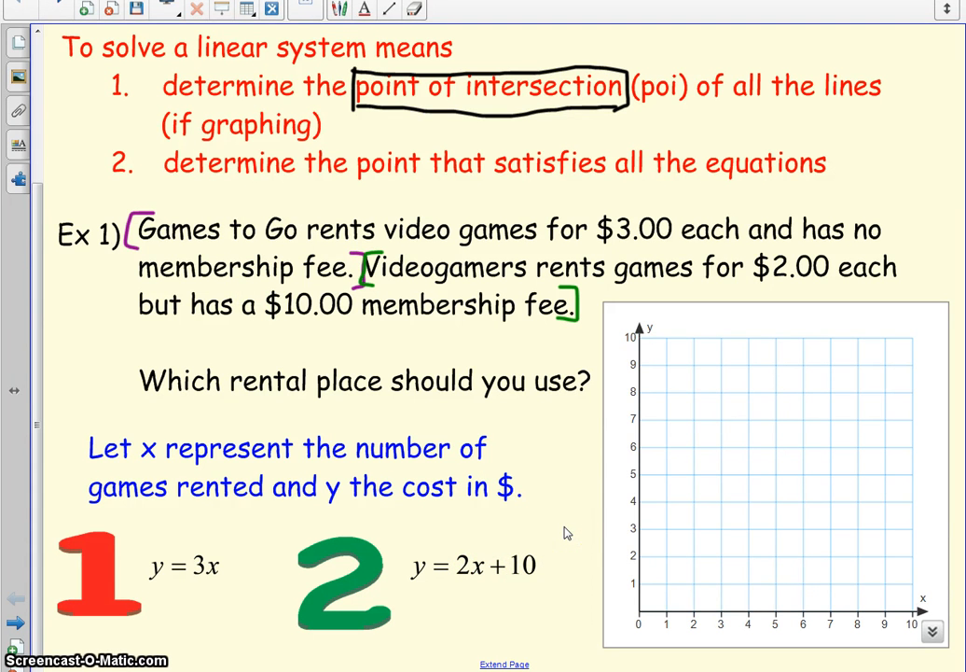Okay, so if you want to try and determine which rental place we should use, we're looking for the point where both of these stores are going to cost the same. We're going to have to put both of these on a graph. Okay, so try and graph these on your own. Again, it makes a good review from grade 9. Put them on a grid and see if you can find the point of intersection, and we'll discuss it when you're ready. So push play when you're ready to do that.